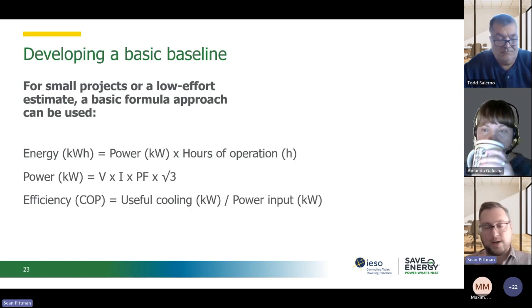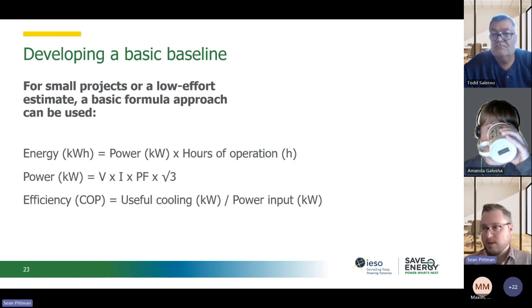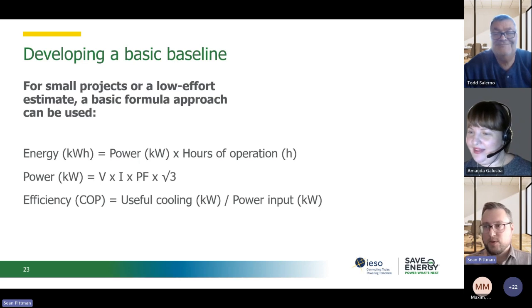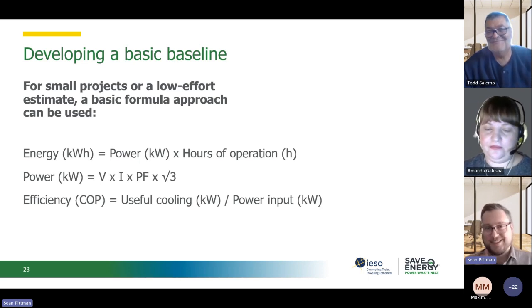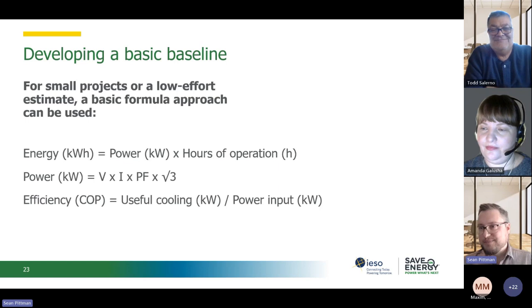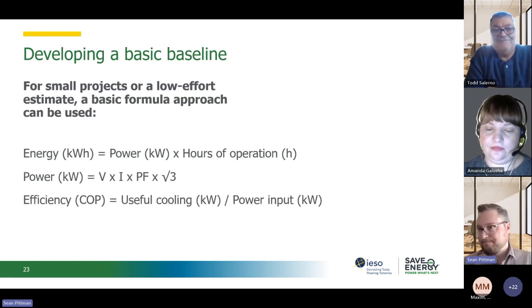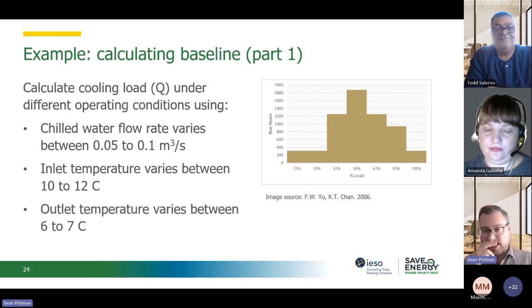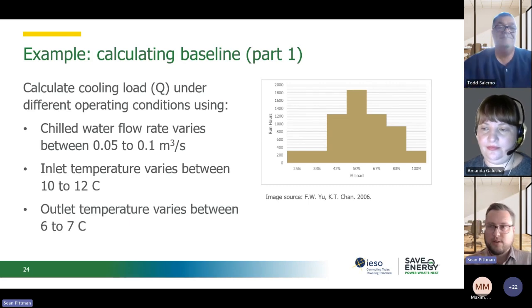Kilowatts is volts times amps times power factor times square root of 3. Using that kilowatt figure, we can multiply by the hours of operation and get our energy. And the definition of COP is useful cooling energy over power input. So Todd is actually going to take us through a quick example of calculating a baseline.